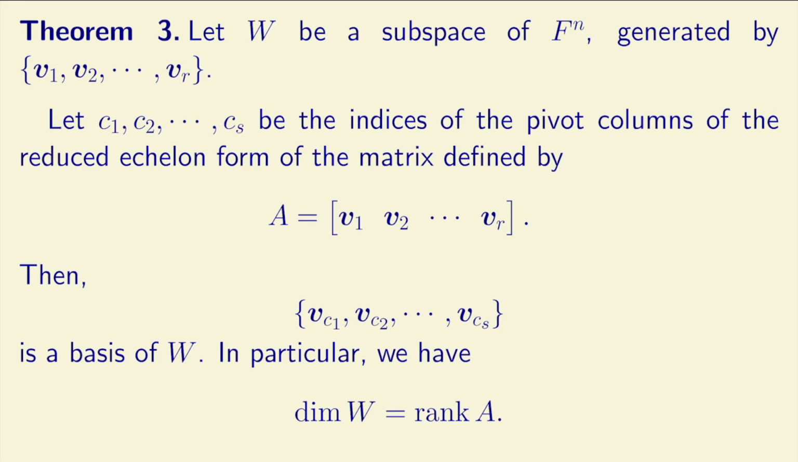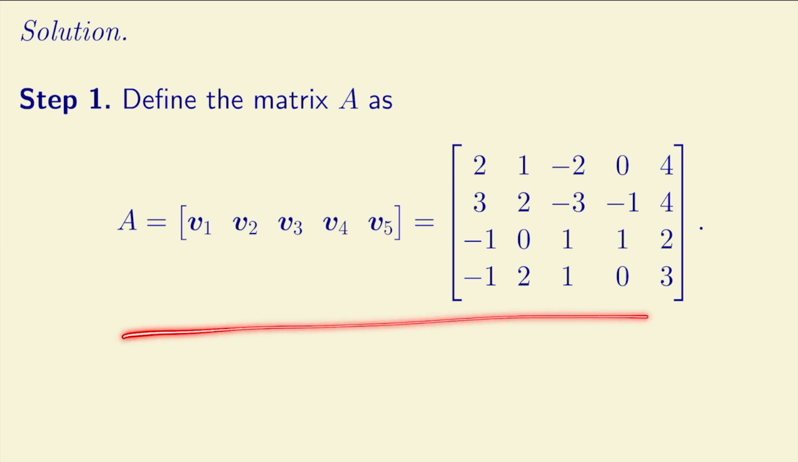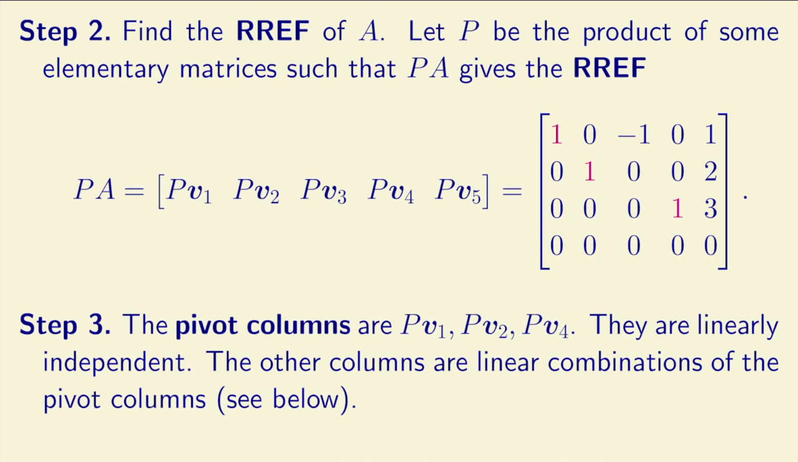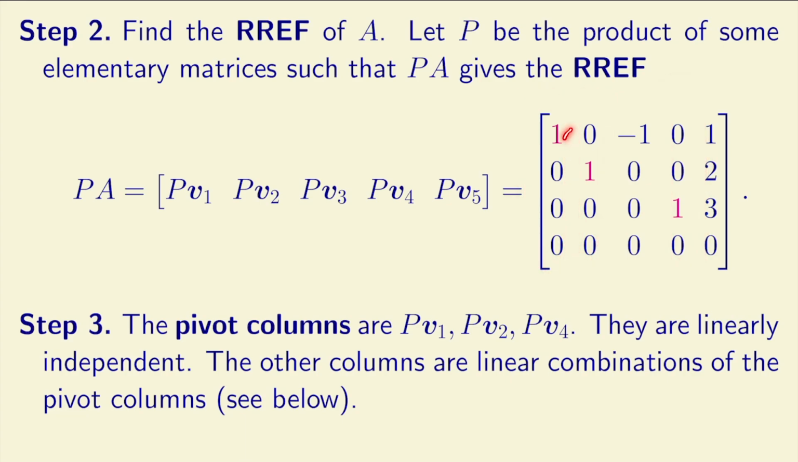Now let's see it in action with an example. Okay, 5 vectors in R4. We need to find the basis for the subspace W that they generate. The first step is to form the matrix A with these vectors as its columns. And the second step is to find the RREF. I'm not going to do all those row operations right now, but the notes say the RREF is this matrix here. Let's call it PA. Good. Now, the next page shows the pivot columns. The pivot columns are the first, second, and fourth columns. Right. The ones with a single one in them.